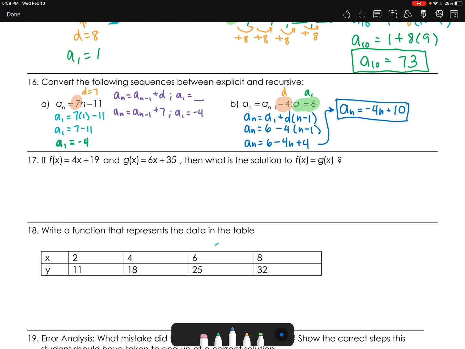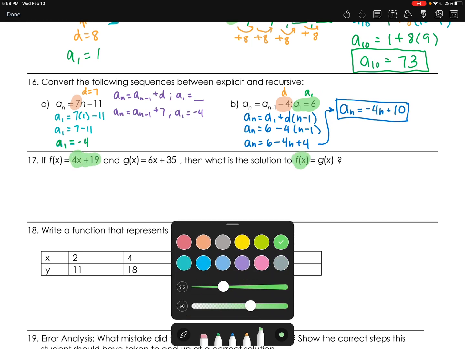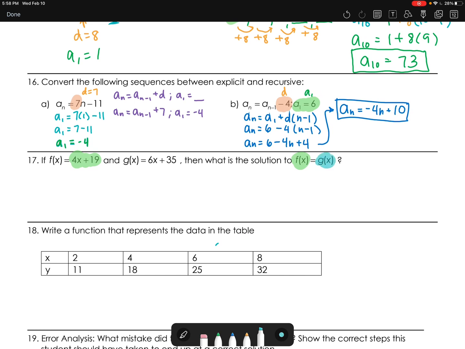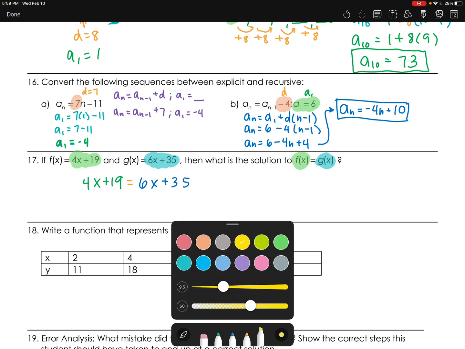This one gives us two functions, and it says, what is the solution to f of x equals g of x? This is a good question. So all it's asking us to do is set f of x equal to g of x. So I'm going to do 4x plus 19 is equal to 6x plus 35. And I want to solve for x.